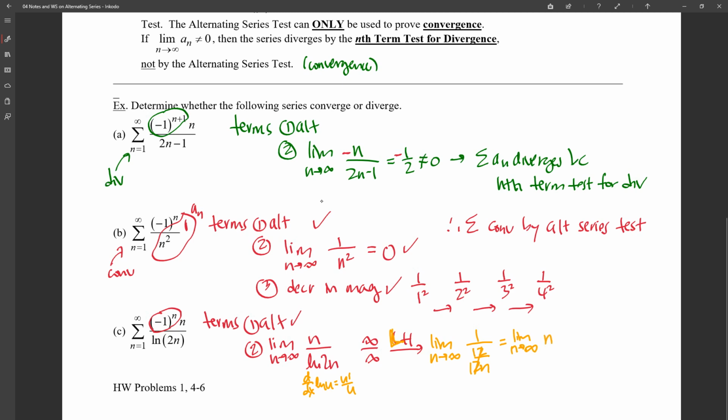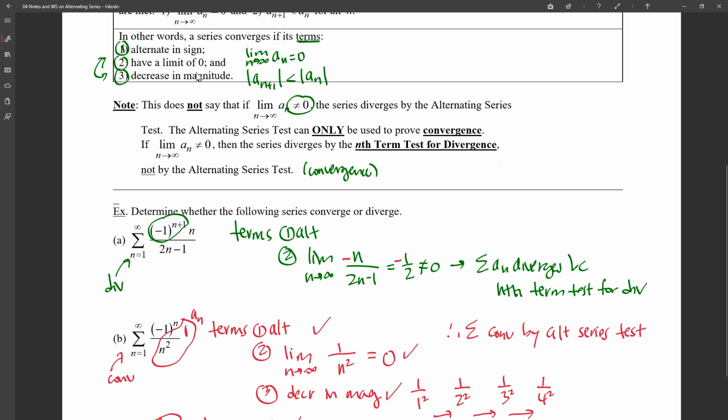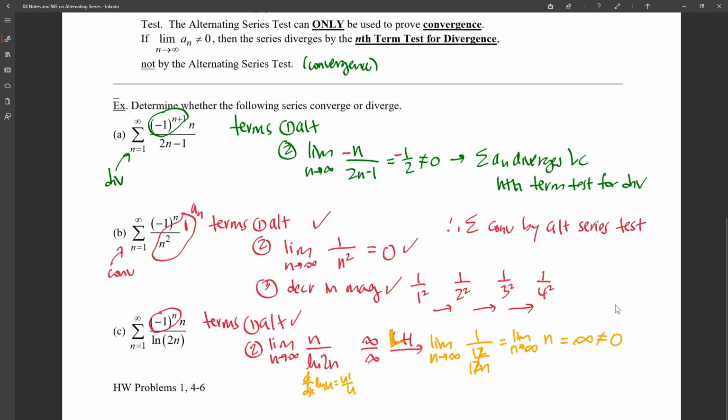So of n, and if you plug in infinity here, what you get is infinity, and infinity is not equal to 0, right? So what we wanted was for this to have a limit of 0. The limit is not equal to 0, so what we know is that this series actually diverges by nth-term test for divergence. All right, so this series here actually diverges.